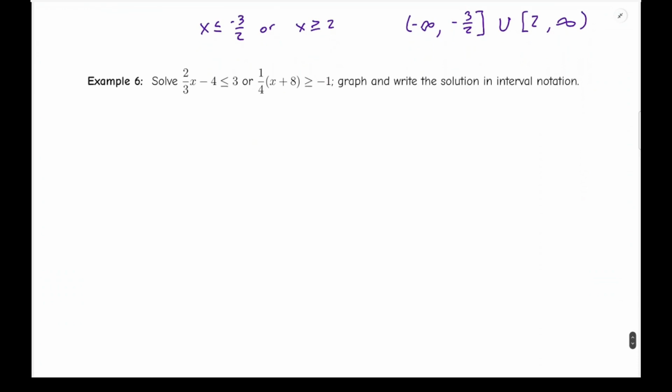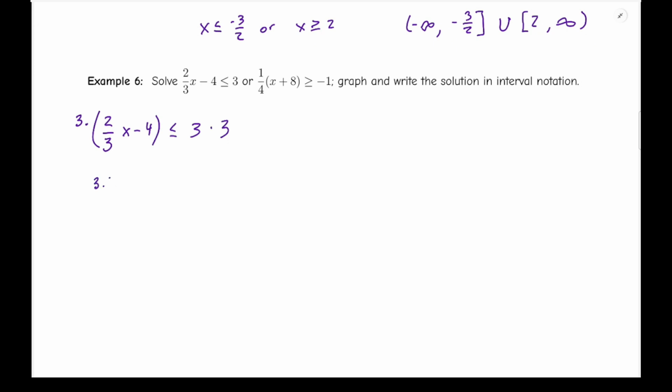Example 6. Solve 2/3 x minus 4 less than or equal to 3, or 1/4 x plus 8 greater than or equal to negative 1. Graph and write the solution in interval notation. So first thing I'm going to do is solve each inequality. There's a fraction here, so I want to get rid of the fraction, so I'm going to multiply everything by 3. Do not forget to use your distributive property.